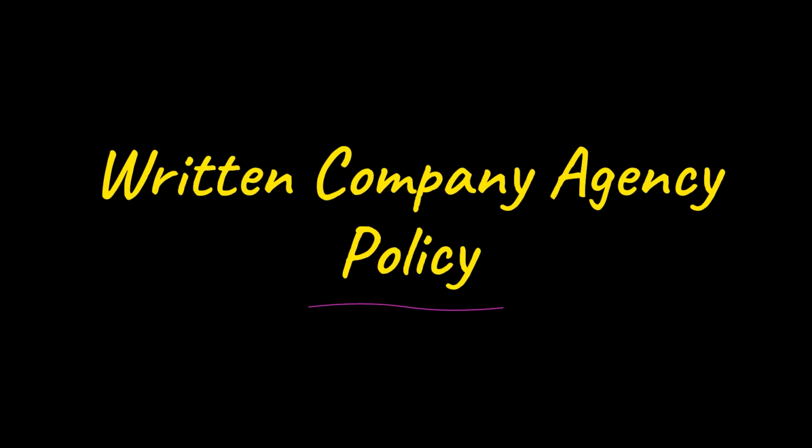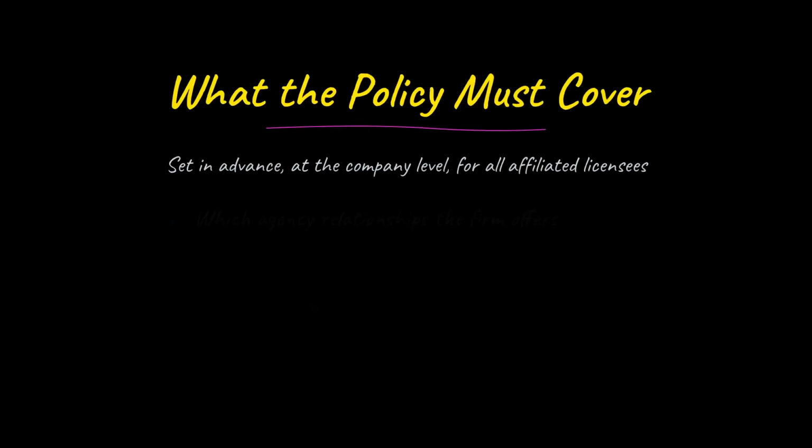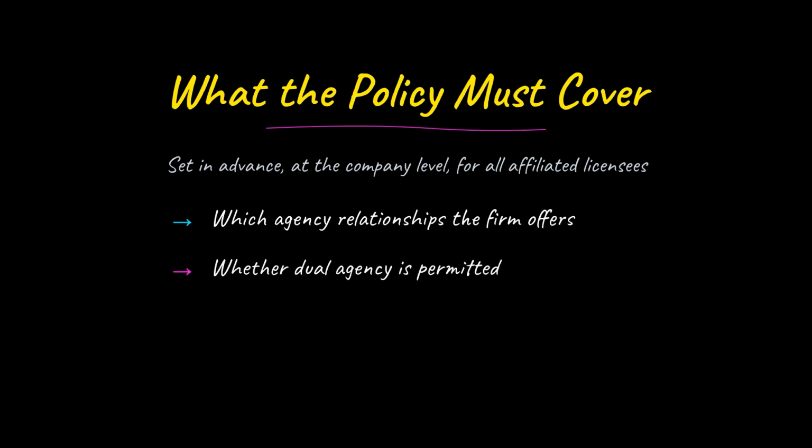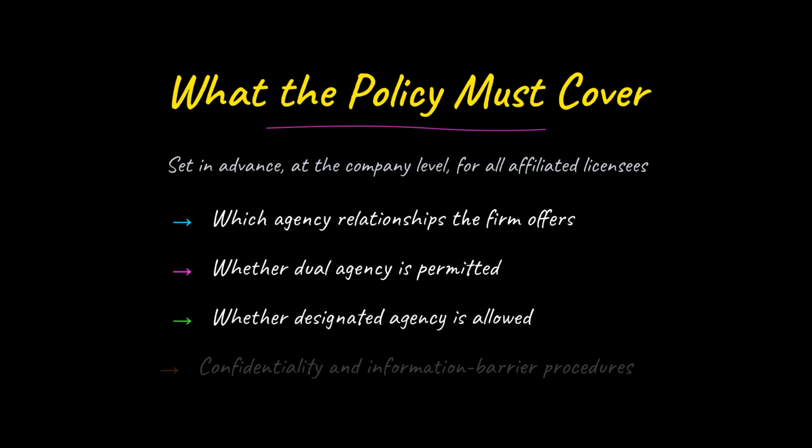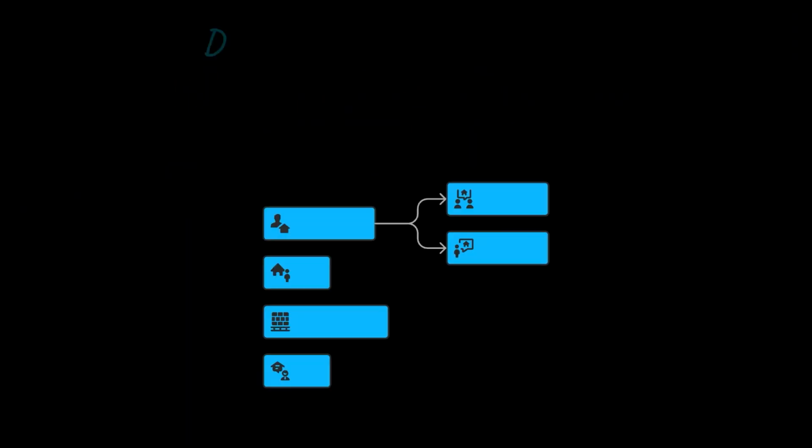It is the firm's own internal rule book for handling representation. This document is set at the company level before any deals are made, and it binds every licensee affiliated with the firm. The policy spells out 4 core things: which agency relationships the firm offers, whether it permits dual agency, whether it allows designated agency, and the confidentiality procedures that protect clients on both sides of a transaction.